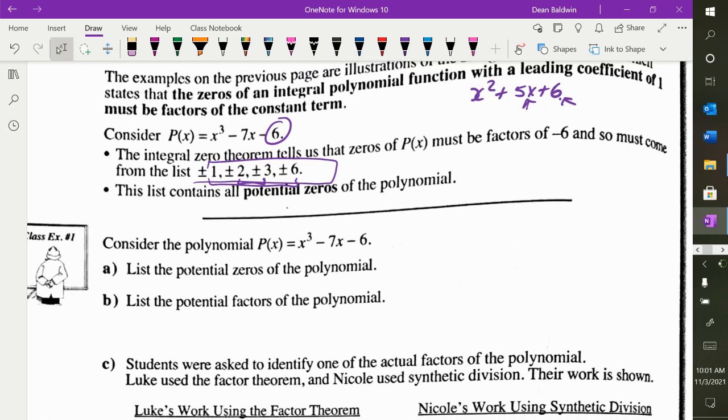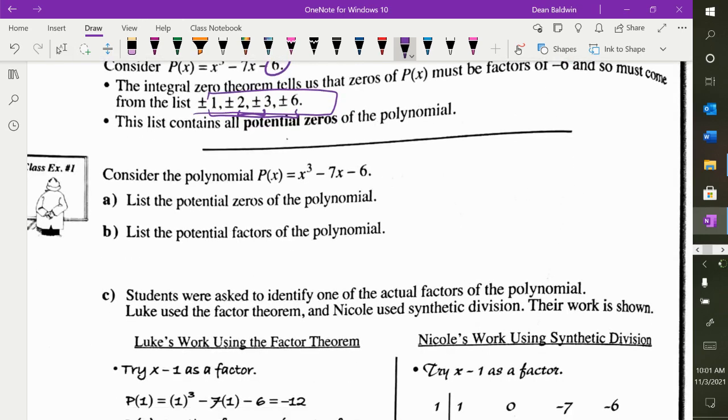let me go down here. So the potential zeros, the potential factors, that means brackets. Write them as brackets. Okay? Now you could do this. You could go x plus 1, x minus 1, x plus 2, x minus 2, and you could do that.